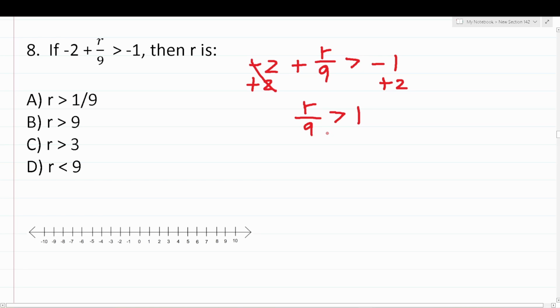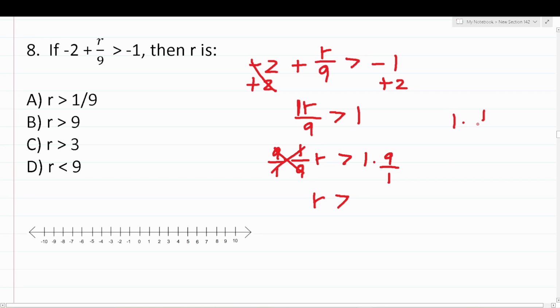And now we want to get r by itself. And if it's helpful, you can rewrite this. Again, there's an imaginary 1 in front of this r. So you can rewrite this as 1/9 r is greater than 1. To get rid of this 1/9, we're going to multiply both sides of our inequality by its reciprocal, notably 9 over 1. This crosses out here and here, leaving you with r on this side. Of course, this says r is greater than, what is 1 times 9 over 1?